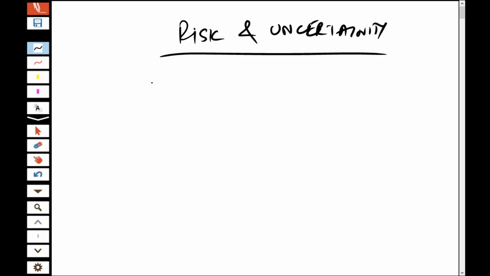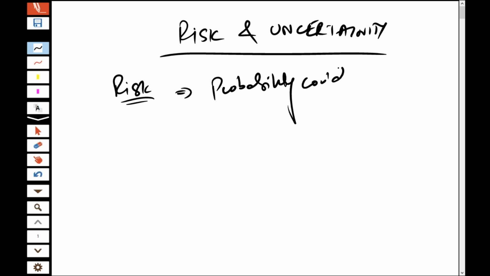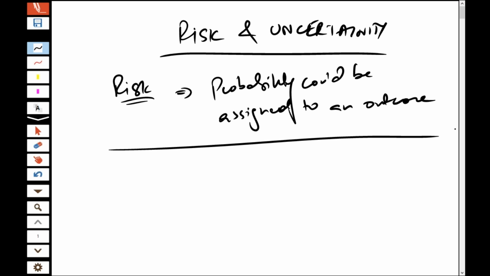Let's try to have a certain understanding with respect to risk. Generally speaking, our understanding is that if probability could be assigned to an outcome, that means you are facing a risk. Let me repeat, if probability could be assigned to an outcome, that means you are facing a risk. And if the probability cannot be assigned, that means you are facing an uncertainty.